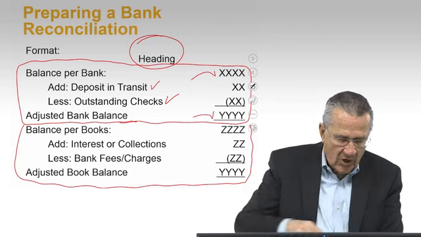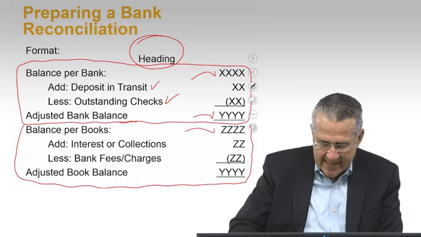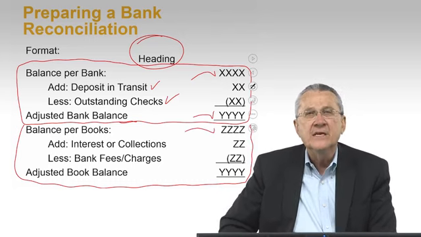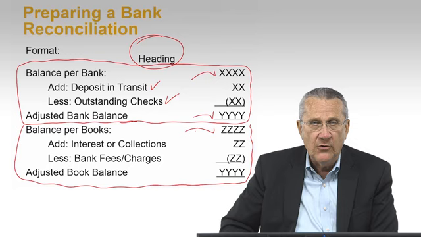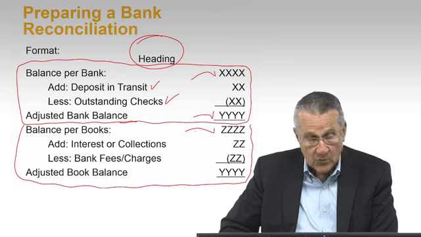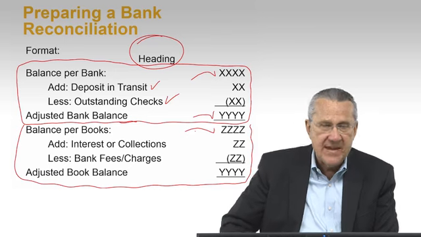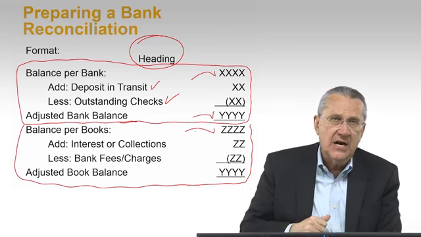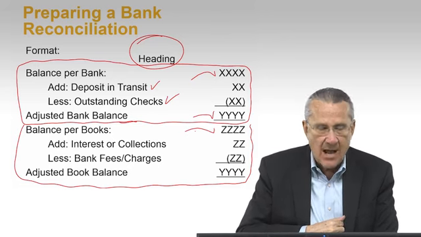Now we're going to work on the books. We've got a balance per books. And the book balance will be the number that we show in our financial accounting records as cash associated with this bank or with this bank account. To that, we're going to add some things that we pick off the cutoff bank statement that the bank may have known about that we did not.